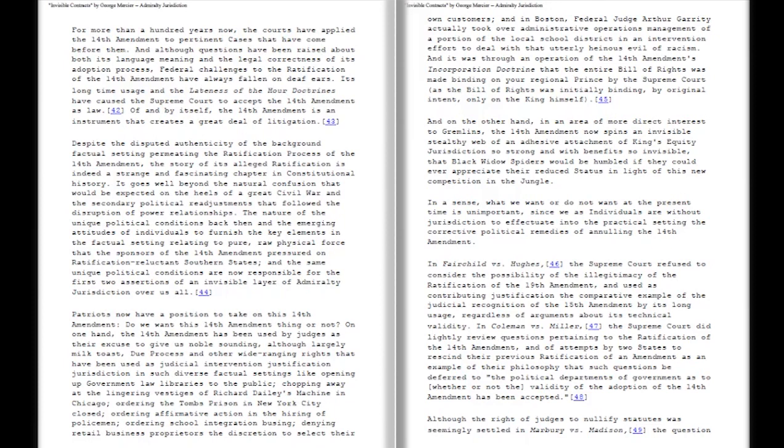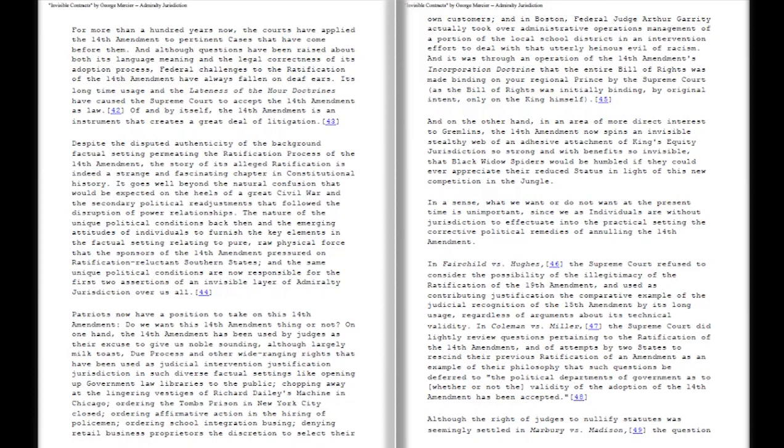In Coleman v. Miller 47, the Supreme Court did lightly review questions pertaining to the ratification of the 14th Amendment, and of attempts by two states to rescind their previous ratification of an amendment, as an example of their philosophy that such questions be deferred to the political departments of government as to whether or not the validity of the adoption of the 14th Amendment has been accepted.